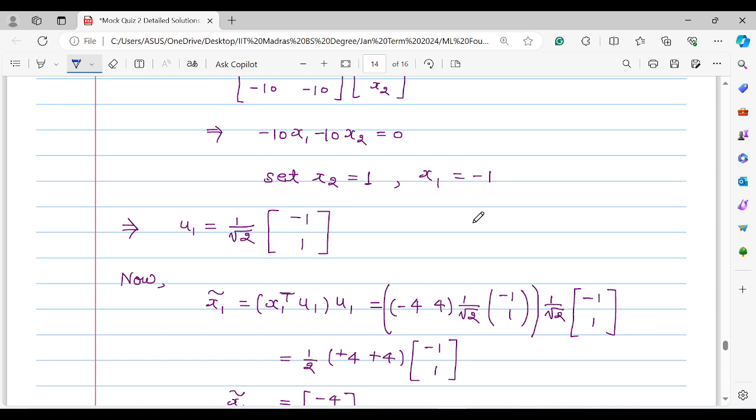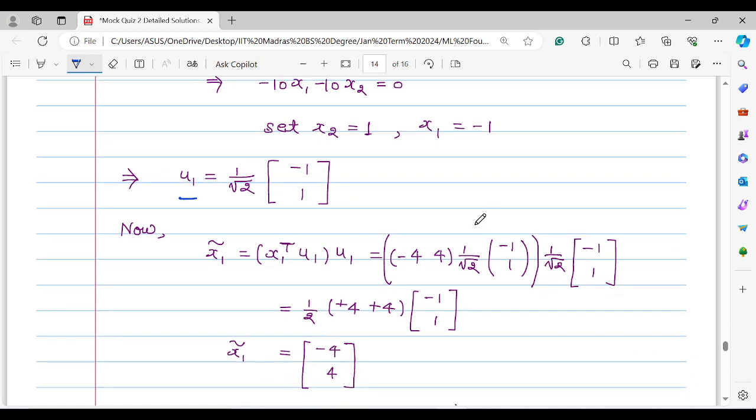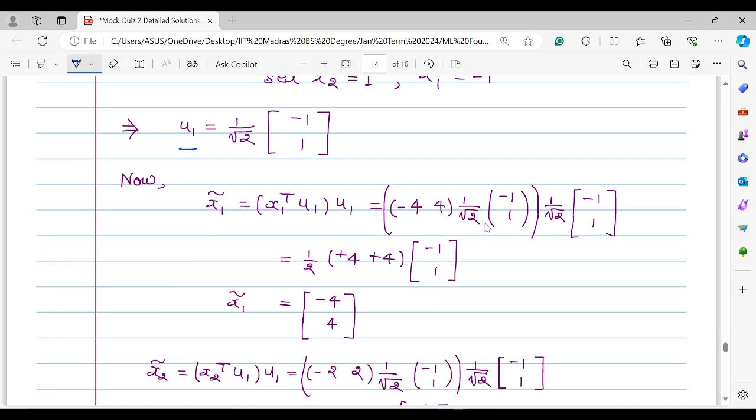So this is the eigenvector, and we have normalized that eigenvector, which is 1 by root 2 times (minus 1, 1). Because x bar is 0, all the x bar terms vanish and the remaining terms will be 0, so we simply use this formula: x1 transpose u1 multiplied by u1. If I calculate this value and simplify the equation, we get (minus 4, 4), which is the same as our original data point.